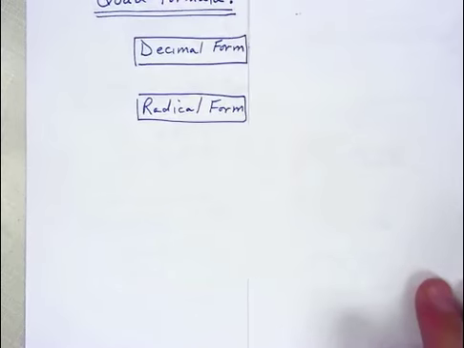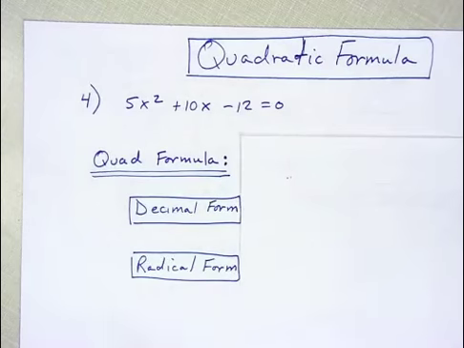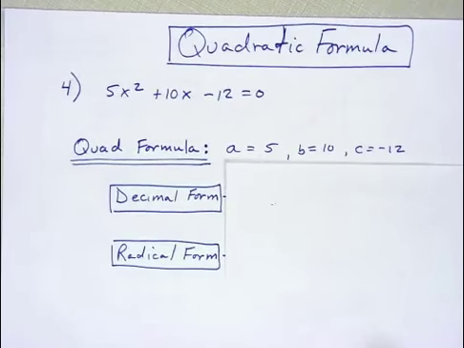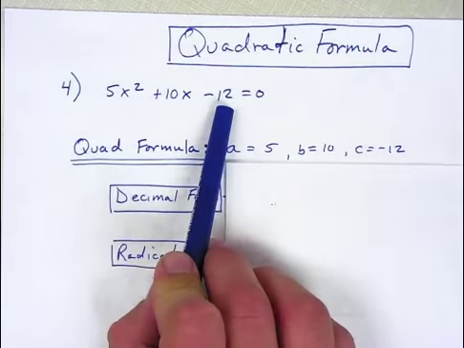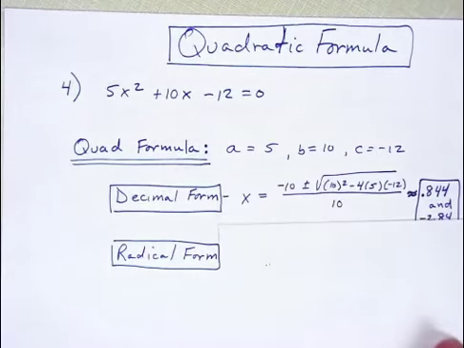All right, so next, let's just say I have this new equation, 5x squared plus 10x minus 12. Now, if my teacher was okay with me solving this in decimal form, I would enter all this information into the quadratic formula, first of all knowing that a is 5, b is 10, and c is negative 12. Okay, so you'd write those things down. Then you add them into the formula, like you see here.